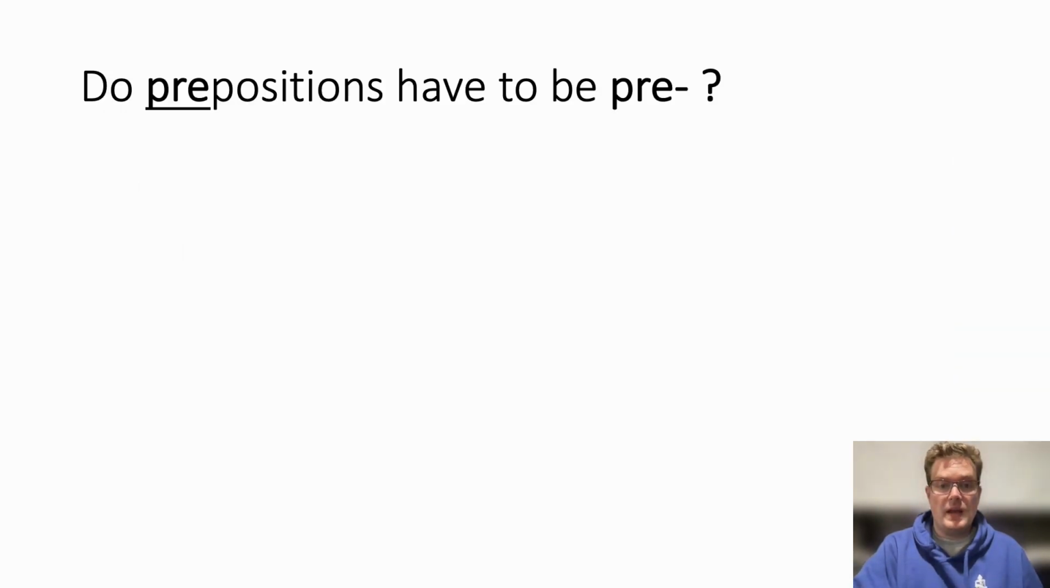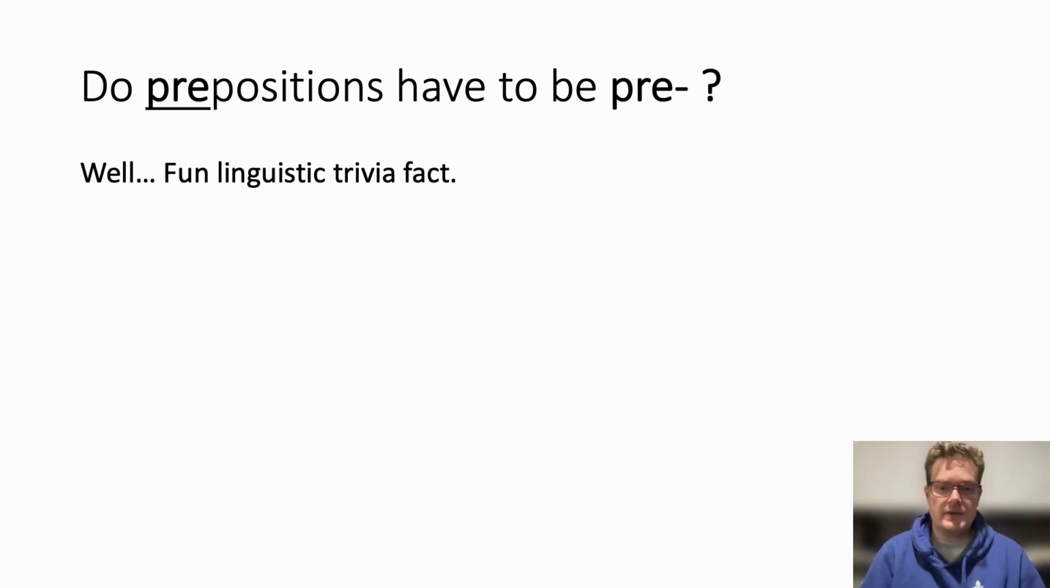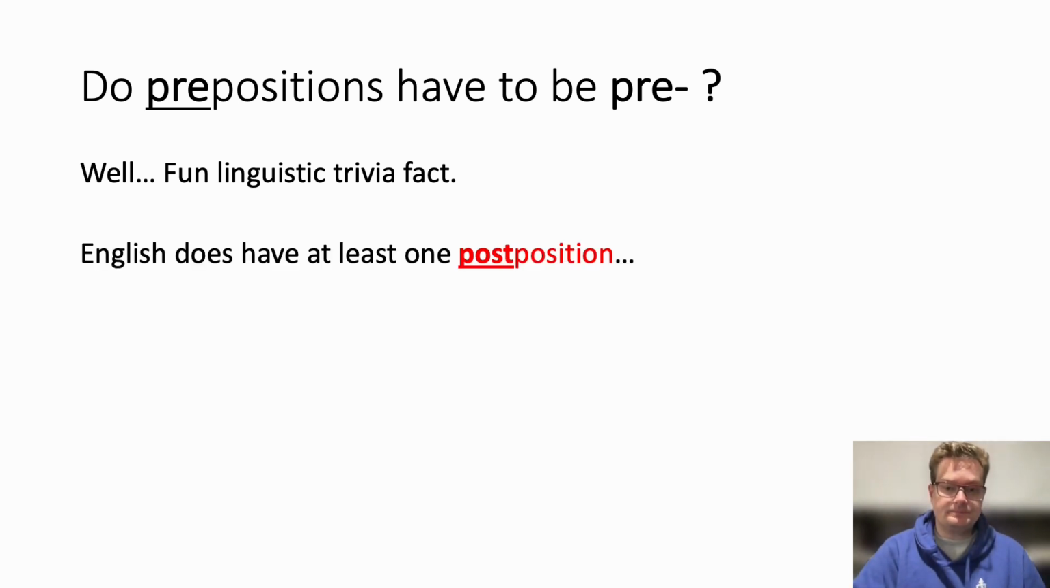Preposition has pre in it, so probably you'd assume that every preposition has to go pre the noun that it's referring to. Little interesting trivia question that sometimes linguists like to tell each other: English does have one postposition. Obviously, a postposition is the same as a preposition, but it goes after the noun instead of before it. Have a ponder for a second and see if you can work out what it is.